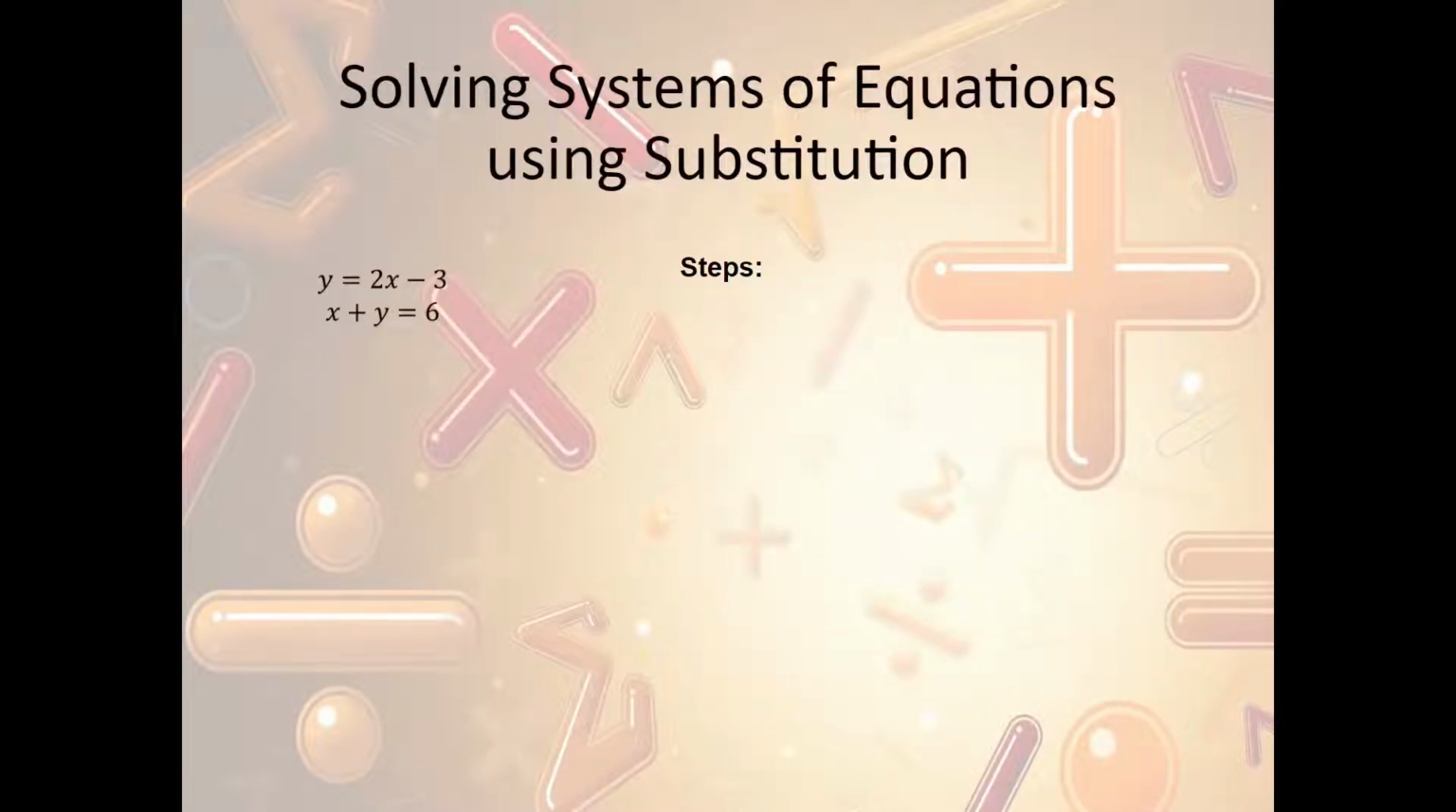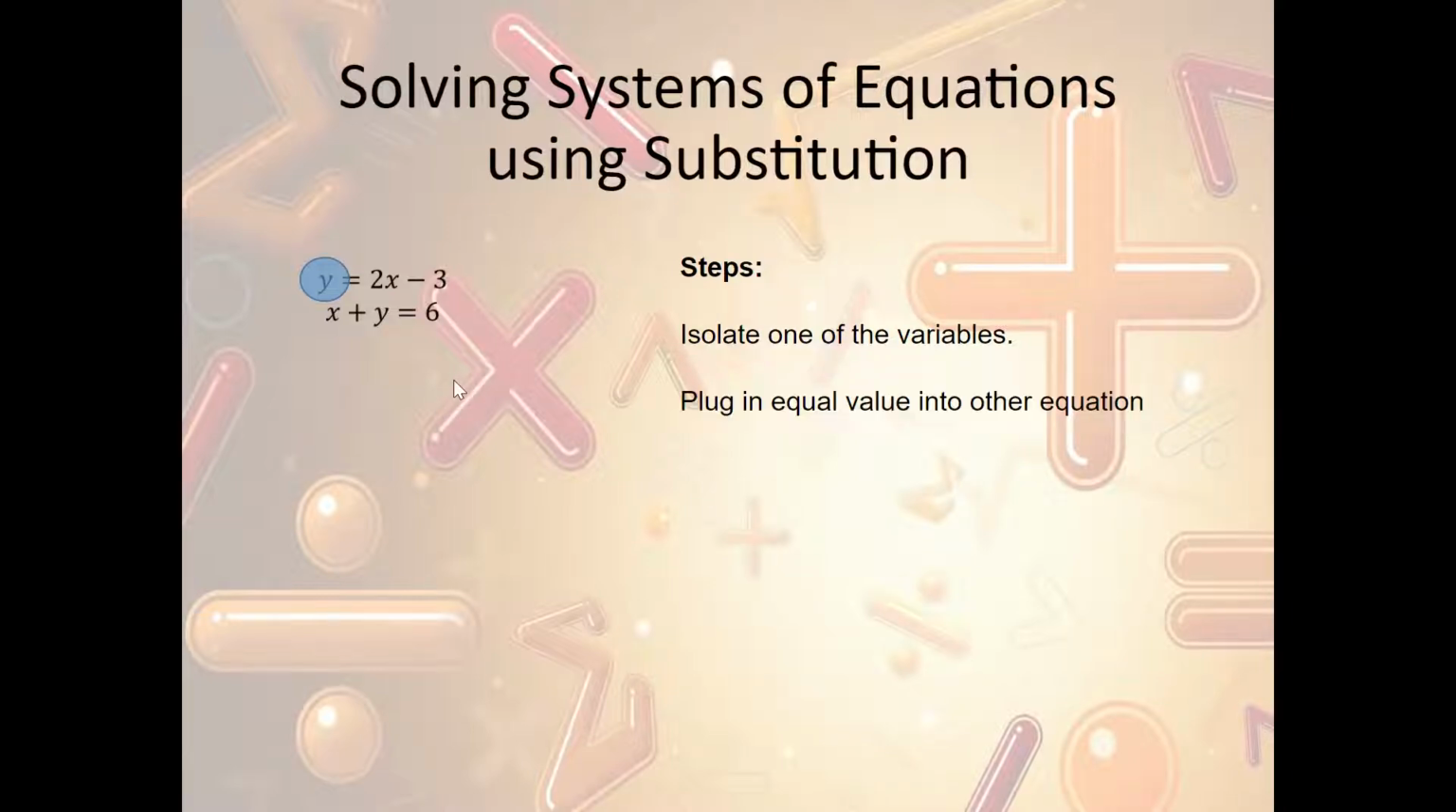Now let's talk about how we can solve these systems using substitution. We have two equations here: y equals 2x minus 3, and x plus y is equal to 6. The first thing we're going to do is isolate one of the variables, which means getting one of the variables by itself on one side of the equal sign. The nice thing is we already have that right here. We have y isolated, so we know that y is the same thing as 2x minus 3. So I'm going to plug in the value on the other side for y into the other equation. I have x plus y is equal to 6, but y is really equal to 2x minus 3, so I'm going to plug that in.